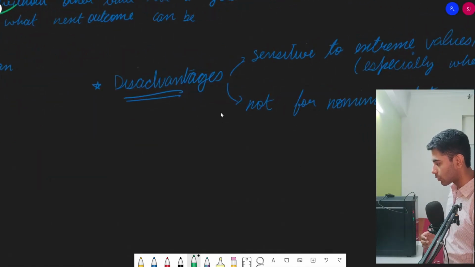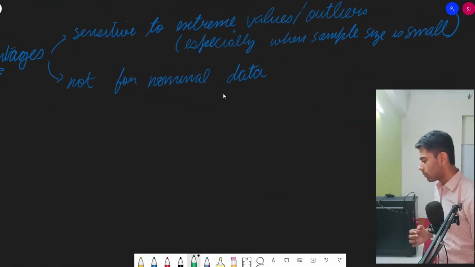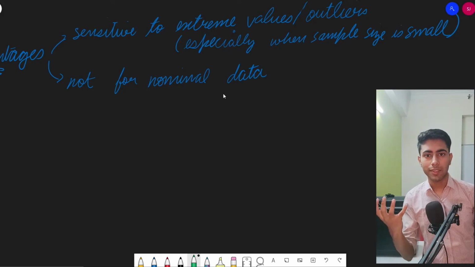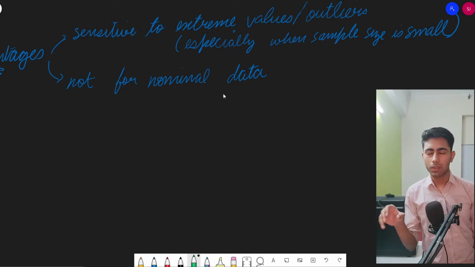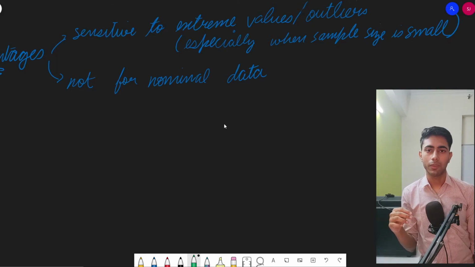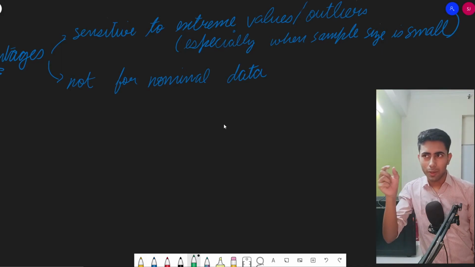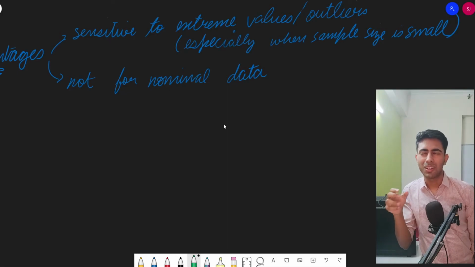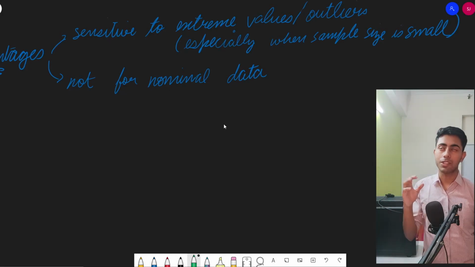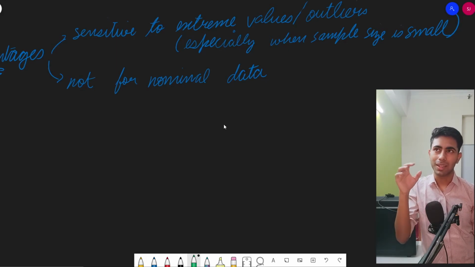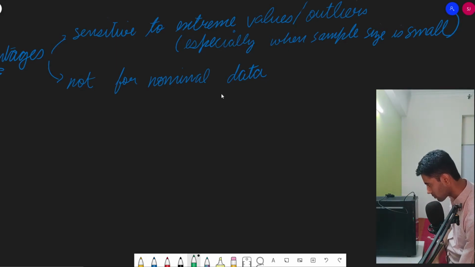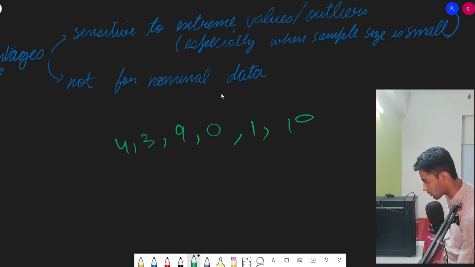Now let us understand what are the disadvantages of mean. So my mean is going to be extremely sensitive to my data. If I have data like 1, 2, 3, 5, 9, 11, 12, 1004, 1005, 4, 0. Here you can see that first I have very small values 1, 2, 3, 4. Then after some time I jumped just to 1000, 2000, and then again I come back. If I have data like this, for example 4, 3, 9, 0, 1, then 1002, 1002, then 4, 9.